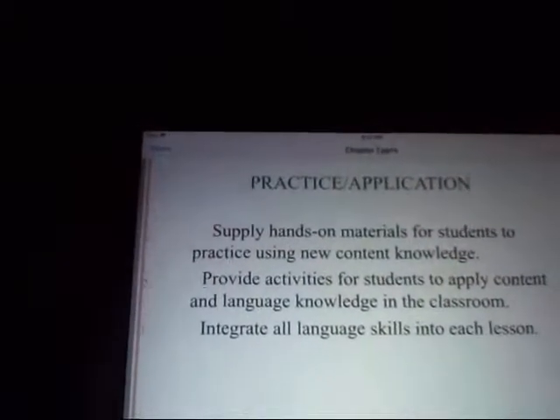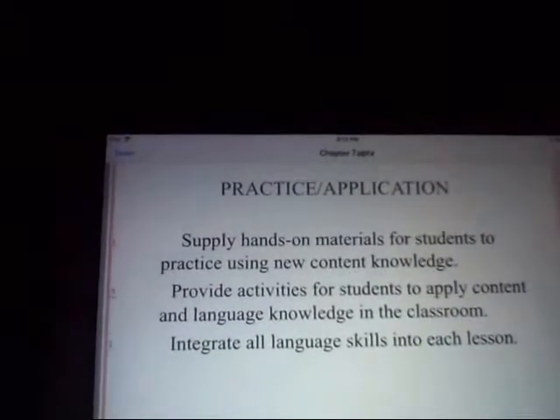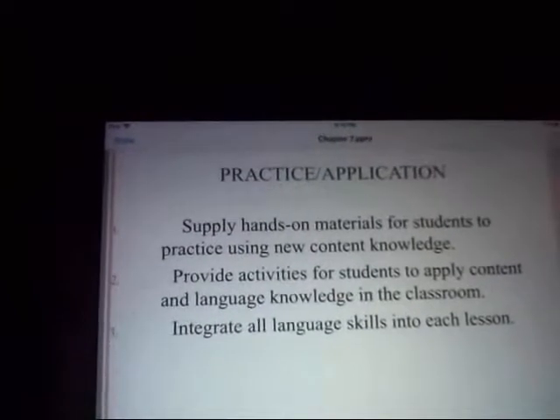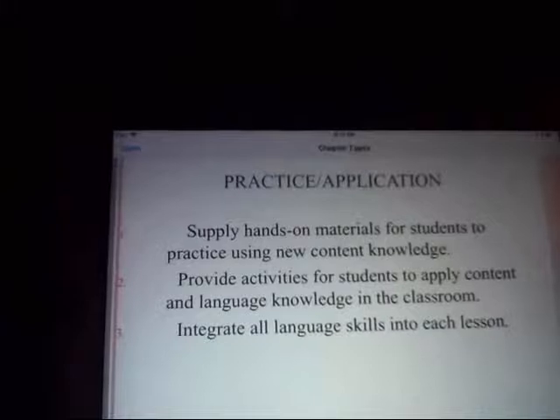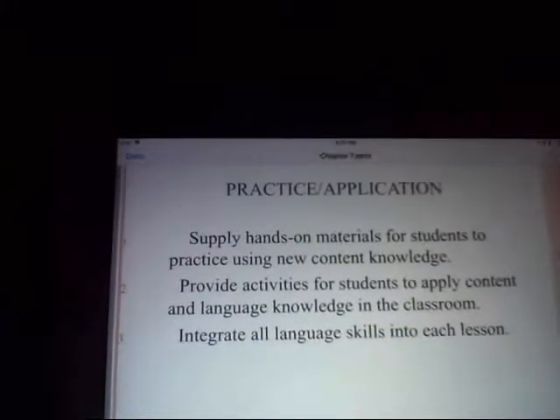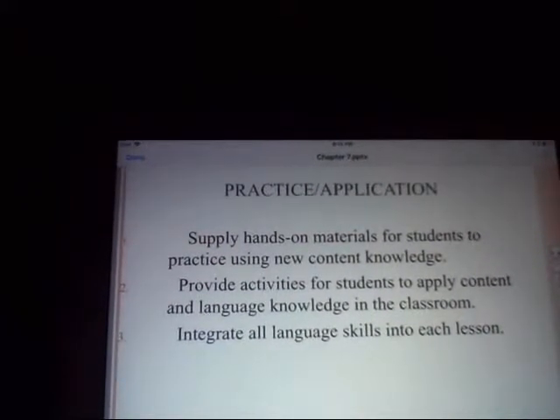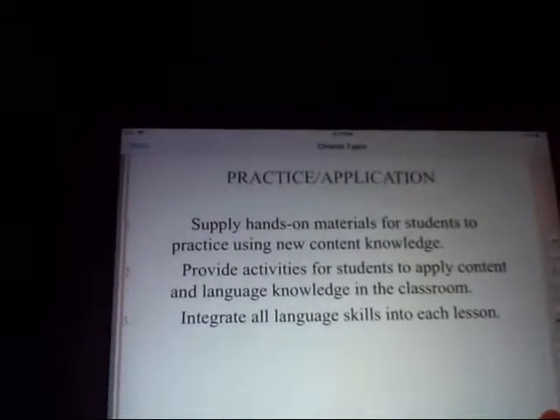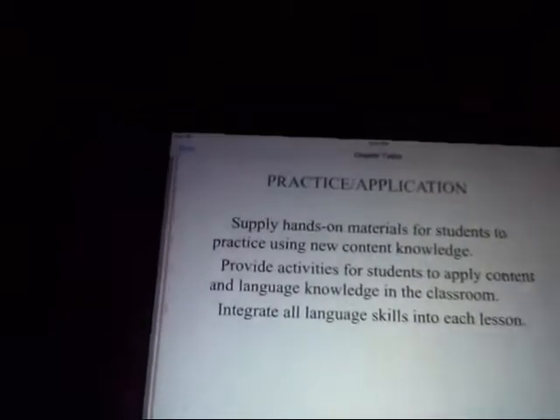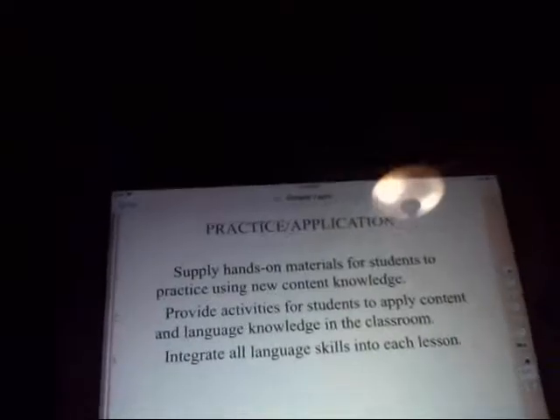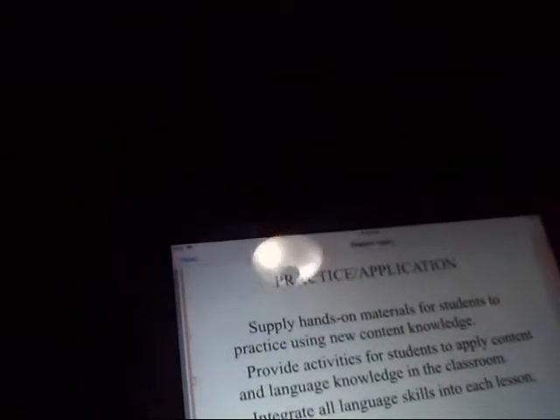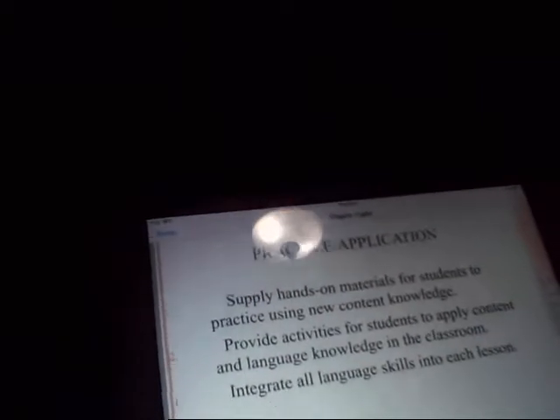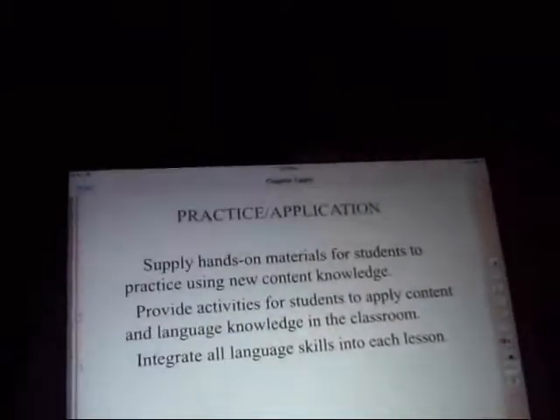Practice application. What does this mean? It talks about the strategy, which is to apply hands-on material for students to practice using new content knowledge. Provide activities for students to apply content and language knowledge in the classroom. Integrate all language skills into the classroom. So what does this mean? What this means is that you should always make them do hands-on practice.